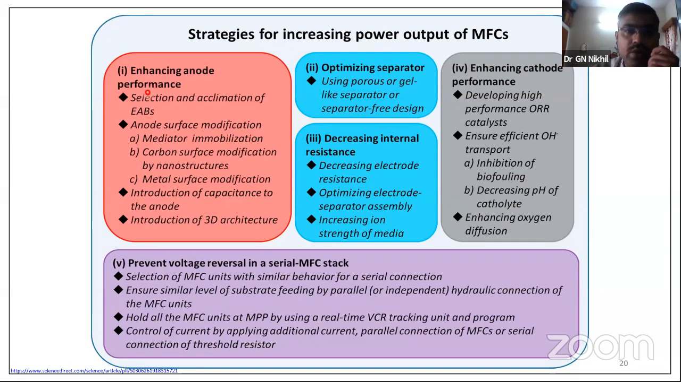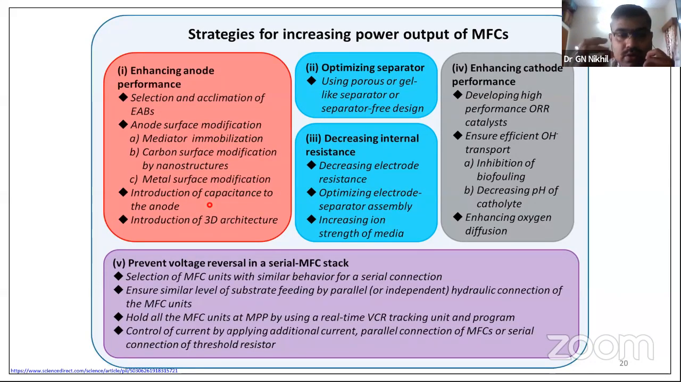And basically, to increase the anode performance, surface modifications can be made. For example, mediator immobilization can be done, or carbon surface immobilization by nanostructures can be used. Metal surface modifications can be used, right? The capacitance of the anode can be used. Capacitance is basically, I suppose most of you will know, like a charge cloud.